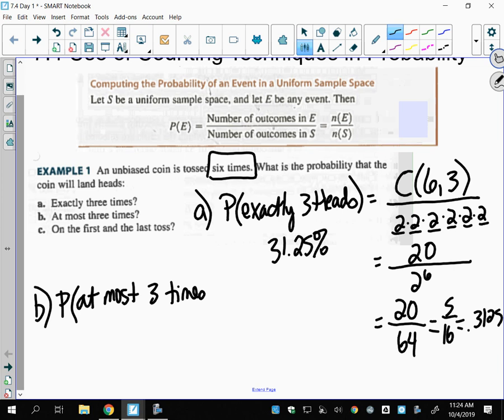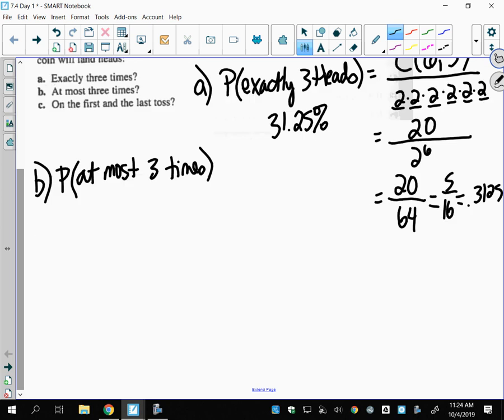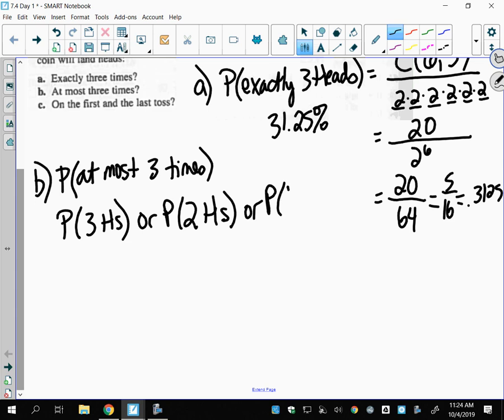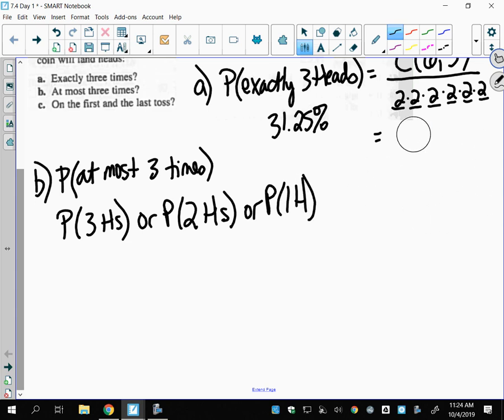So again, at most and at least, we have to really think about what that means. So at most 3 times would be 3 or less, right? So that would mean getting 3 heads or less than that. So what if we got 2 heads? That would be 4 tails. Or 1 head. Or none, right? If they could all be tails.